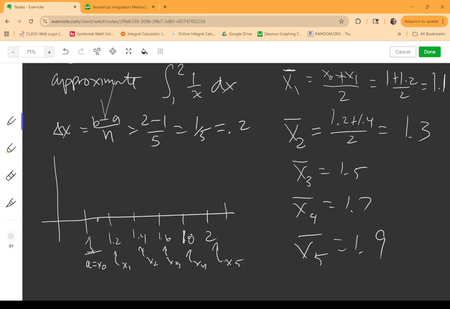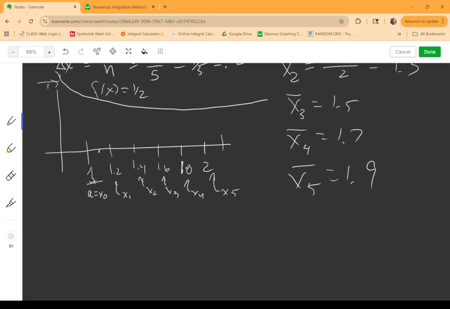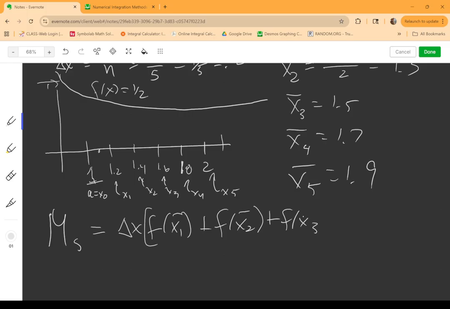All right, so those are the midpoints, right? And our curve is somewhere up here. It just looks like this. Okay, and this is our 1 over x, it's our function. So that means that our M sub 5, our approximation, is delta x times f of x1 bar plus f of x2 bar plus f of x3 bar plus f of x4 bar plus f of x5 bar.